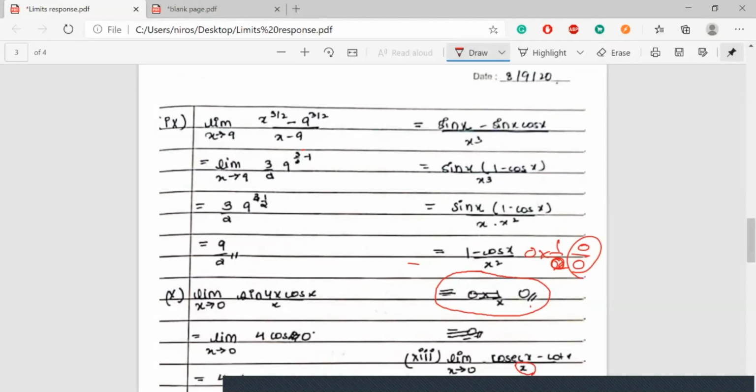If it is 0 into 1 by x, and x is a constant other than 0, then you can write it as 0. It is acceptable. After substituting x, you are getting 0 by 0 form, correct? If it is 0 by 0, then it is not 0. Means there is something that you have to convert from this step. Let's see what you have to convert.